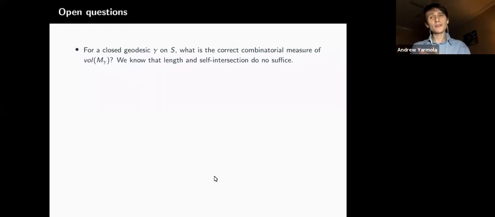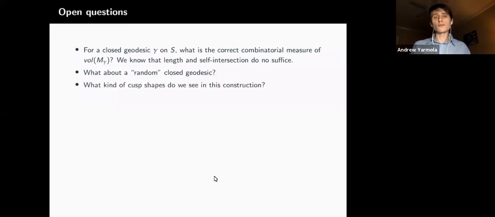So we know upper bounds, but we don't really have the lower bounds. And we know that length and self-intersection aren't quite good enough. We have examples of curves where the length goes to infinity, but the volume stays bounded. And we also have self-intersection going to infinity, but volume staying bounded. The other question is, what about a random geodesic? What happens if you take a random closed curve? What does that look like?